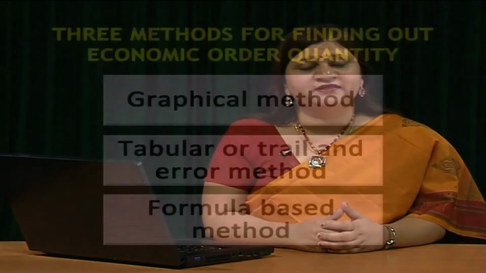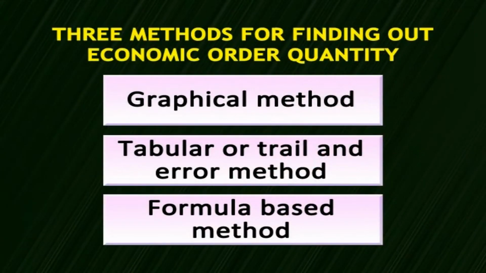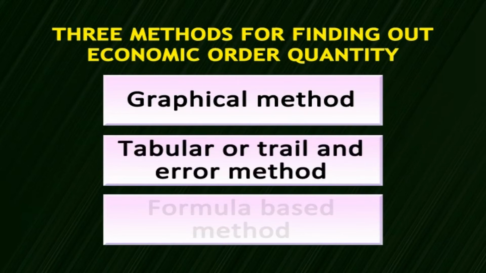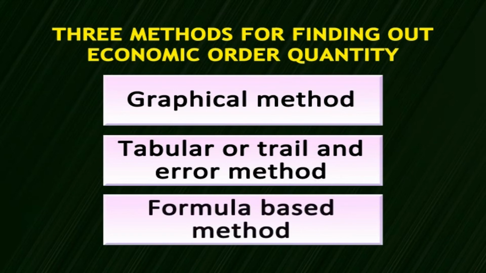Now students, we will learn various methods to ascertain economic order quantity. There are 3 methods which are suggested for finding out economic order quantity. These methods are: first, graphical method; second, tabular, also known as trial and error method; and third one is formula based method. The most prevalent is formula based method. We will learn each of these methods one by one.